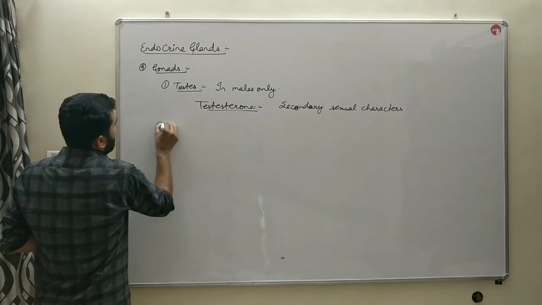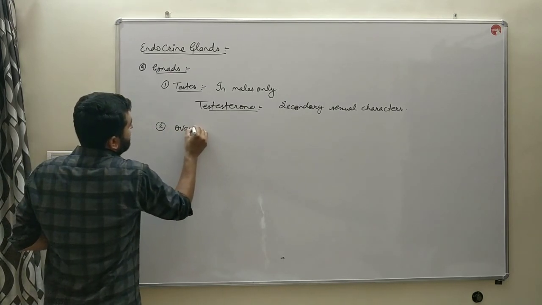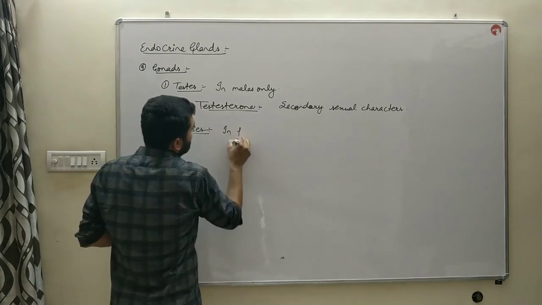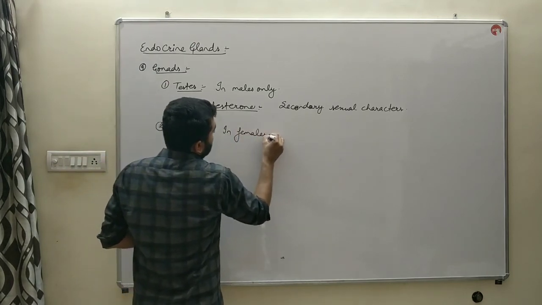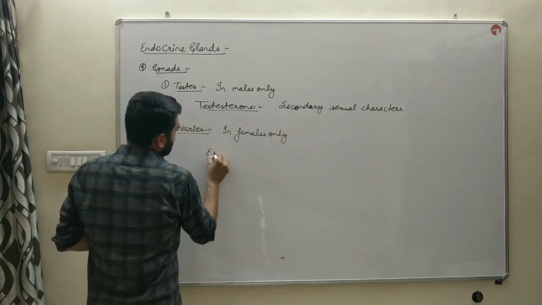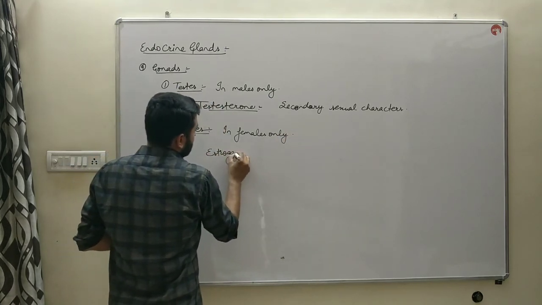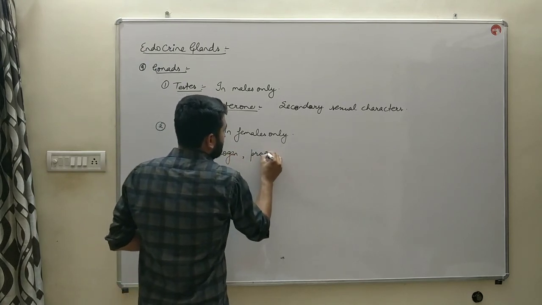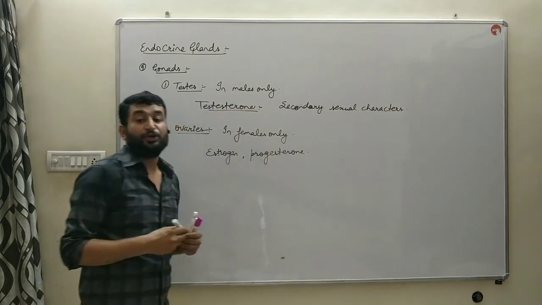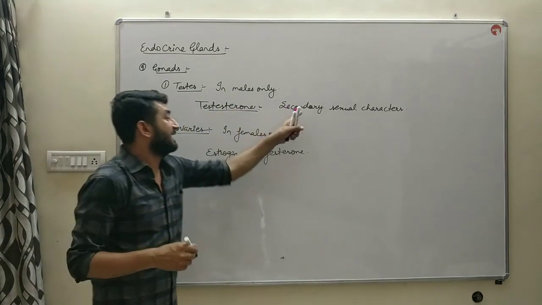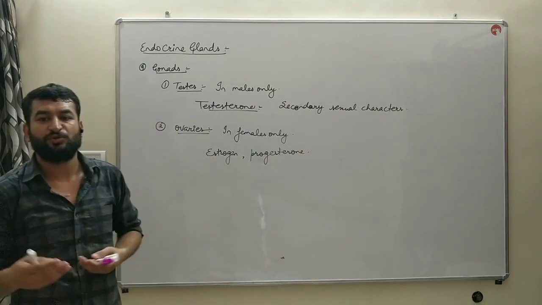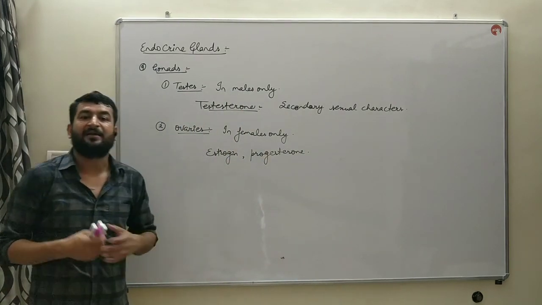The second gonad which is in your syllabus is ovaries. A pair of ovaries present in females only. They release estrogens, that is progesterone and estrogen, which control the secondary sexual characters in females. So these are the certain hormones which are released by the glands and its functions.